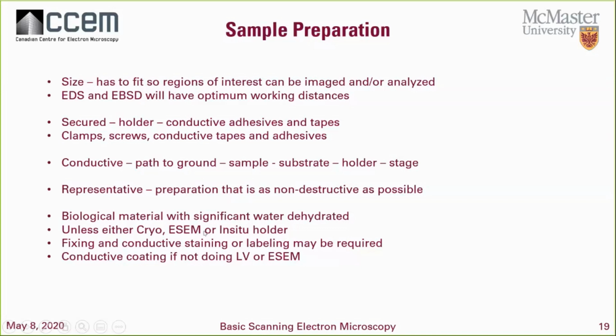Now, when you're about to put the sample onto either a substrate or in a holder, you want to make sure it's secured. You could physically secure it, or you can use conductive adhesives and tapes for doing that. And as I said, and I will stress, we have to have a path to ground. The stage of the microscope is grounded so that we don't have a charge building up on the stage. So you have to have a pathway to the stage where you're drawing away the electrons that might be building up in the sample.